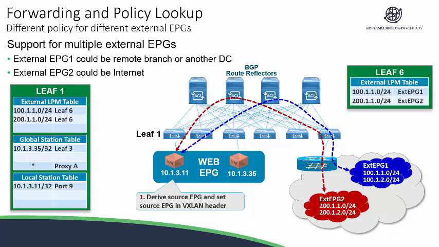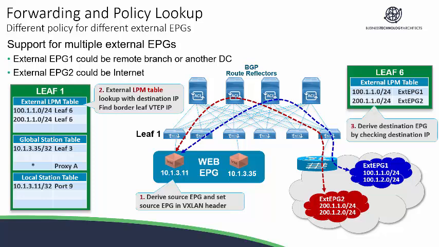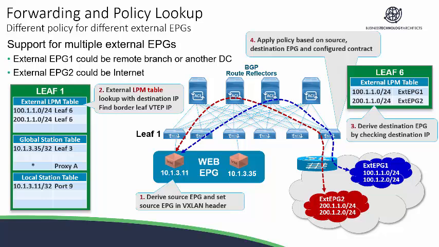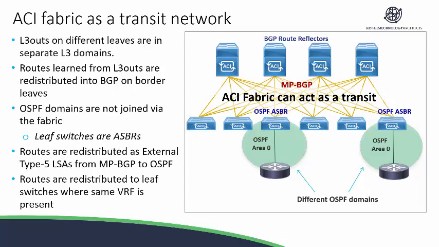We derive the source EPG and set the source EPG in the VXLAN header. Then the external LPM table lookup with destination IP. It'll find the border leaf VTEP IP. Derive the destination EPG by checking its destination address, and then apply the policy based on source and destination EPG and configured contract. ACI can also operate as a transit network, so you can have L3 outs on different leaves or in different layer 3 domains.